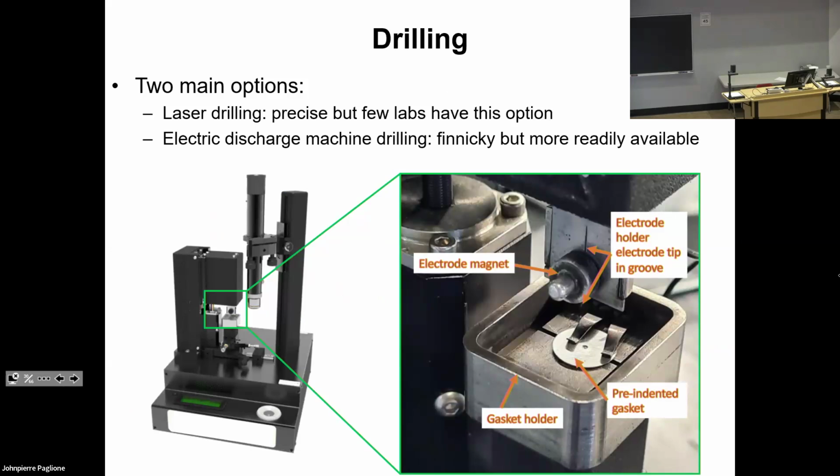Sample chamber in a gasket. One is using a laser, and that's really precise and nice, and you can dial in exactly where it is and align it really well. But laser drilling apparatuses are pretty expensive, and not everybody has them.